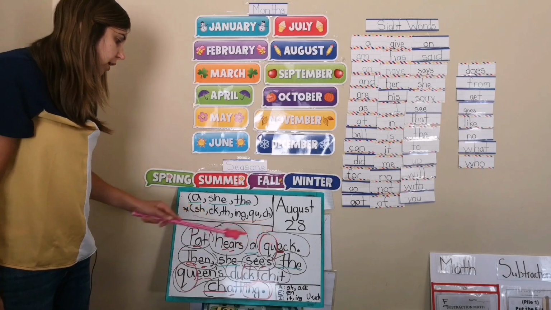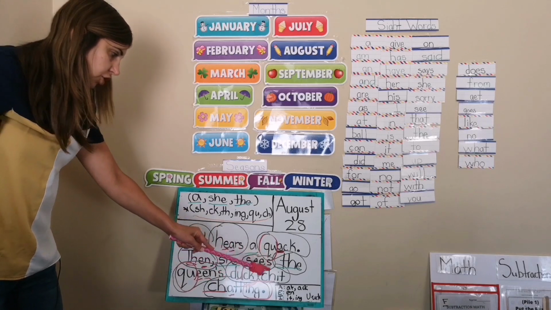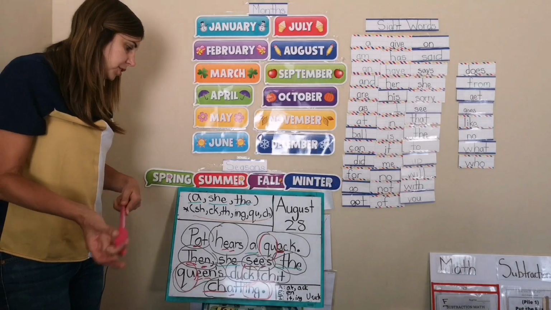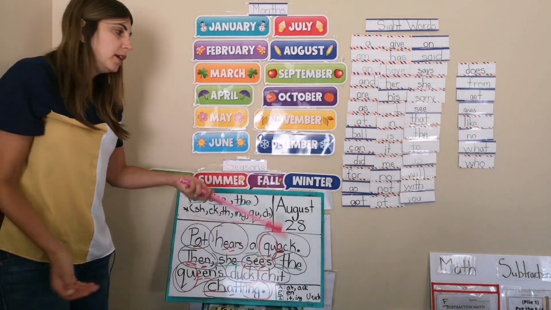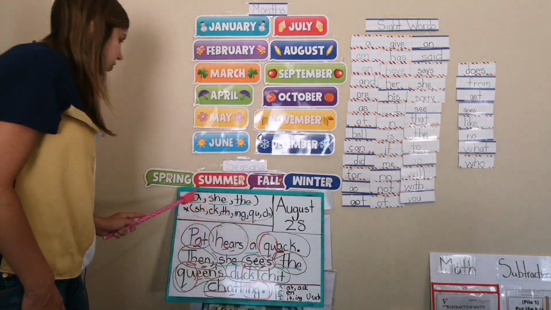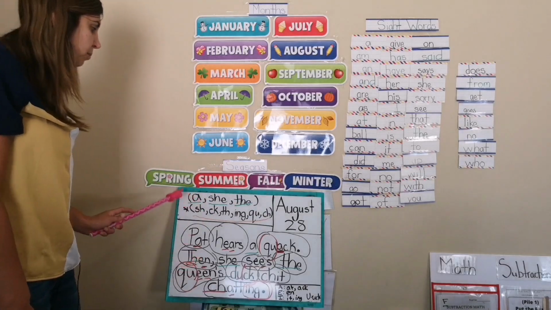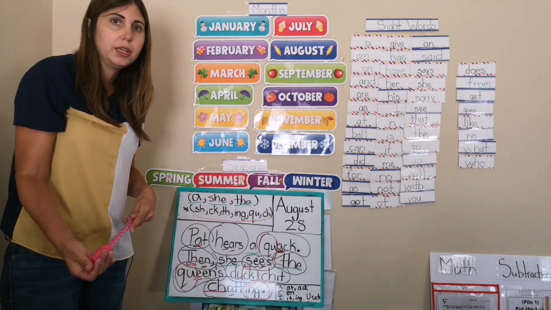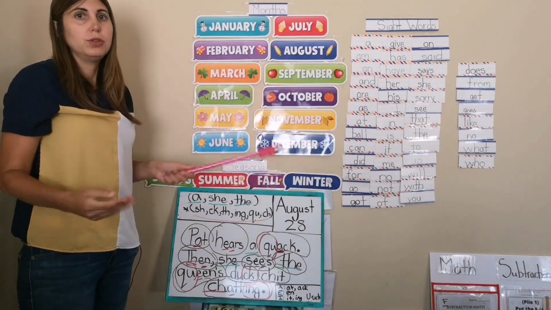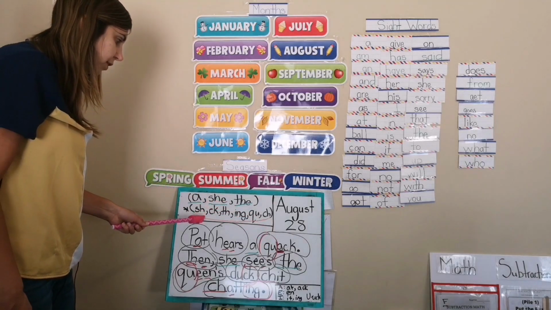Pat hears a quack. Then she sees the queen's duck chit-chatting. Pat hears a quack. Then she sees the queen's duck chit-chatting. So this is a really difficult sentence. It goes over sh, ing, qua, ch, all in these two sentences. There's a video on sh, qu, th, ing, qu, ch, so you can watch that video, and it goes over how to use those when blending words. So you can watch that video to help.